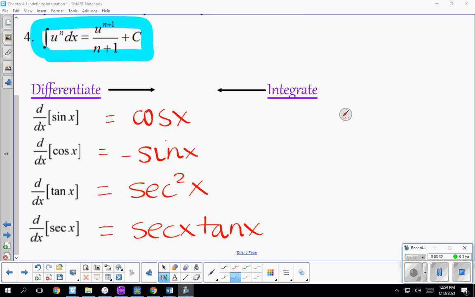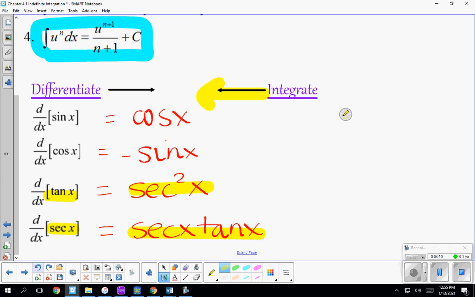Take a minute, pause your video, and write these down. We already know these four. We don't have to memorize anything new. Since we already know these, if I ask you to differentiate, you're going to start here on the left and work your way to the right. So if I said find the derivative of cosine, you know the answer is going to be negative sine. If, however, I ask you to integrate, now we're starting with these guys on the right and we're working backwards to the left. So if I ask you to integrate secant squared, it's saying what's that original function? Well, that original function is tangent. Okay? If I ask you to integrate secant tangent, we know that original function was just secant.